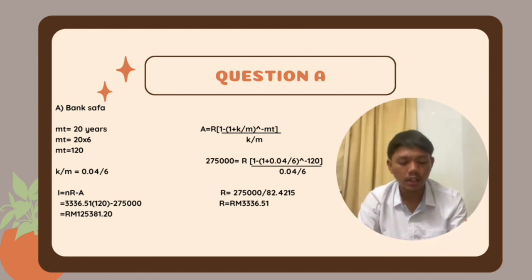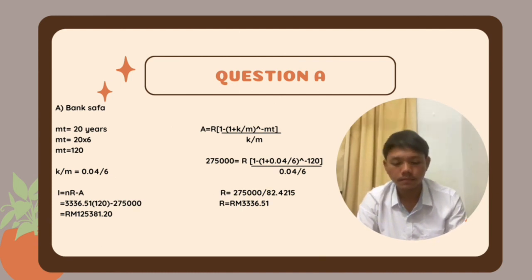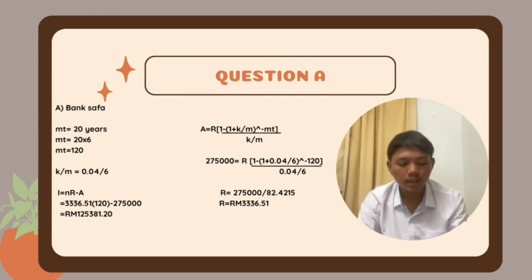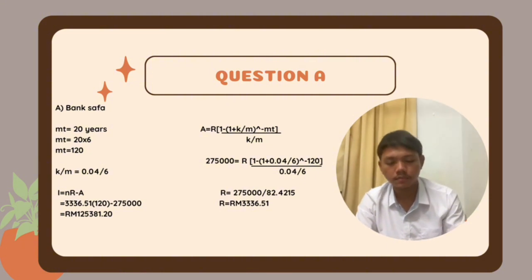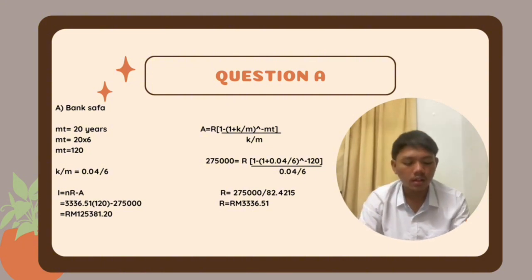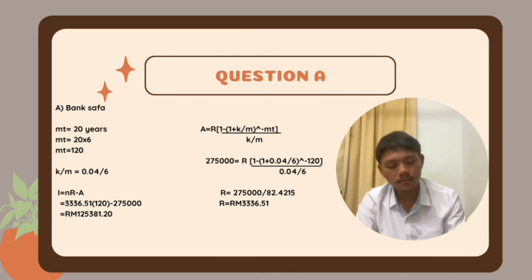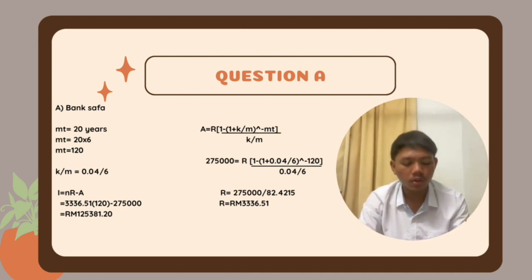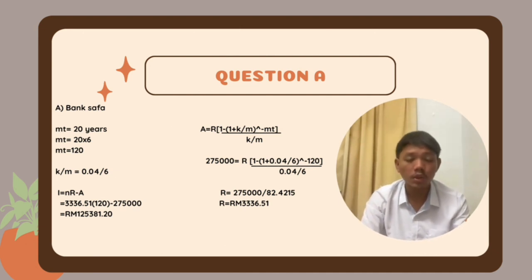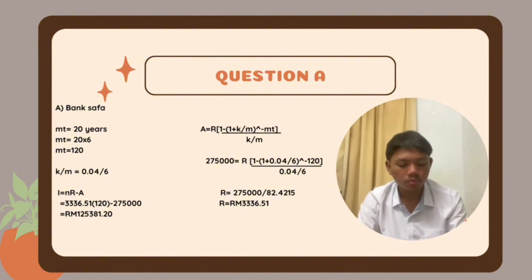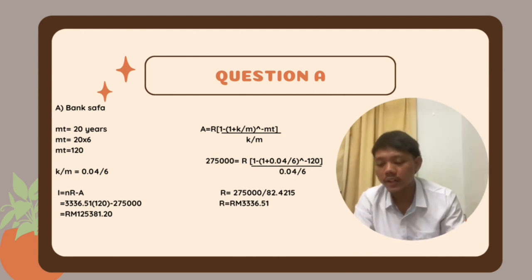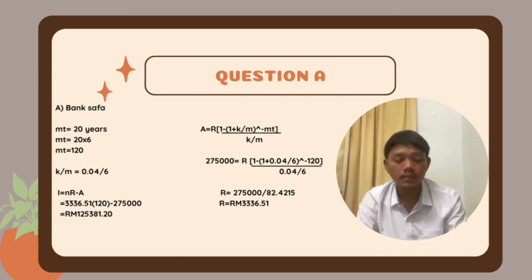275,000 equals R, open bracket, 1 minus open bracket, 1 plus 0.04 divided by 6, close bracket, to the power of negative 120, divided by 0.04 divided by 6, close bracket. We will get the answer 3,336.51.